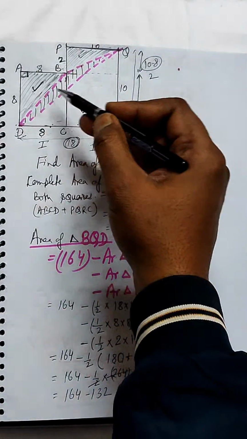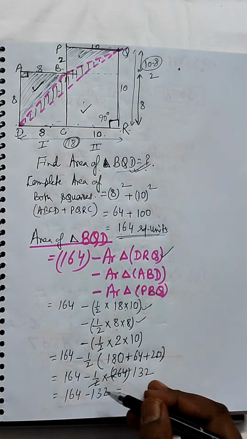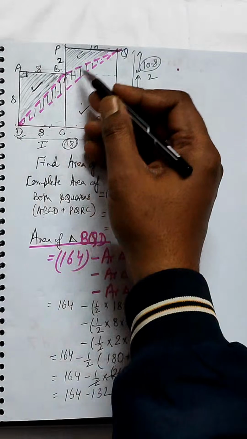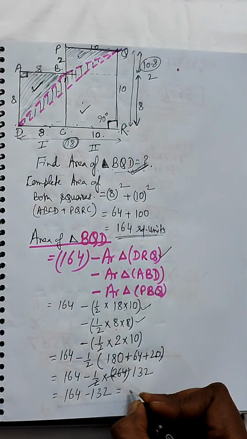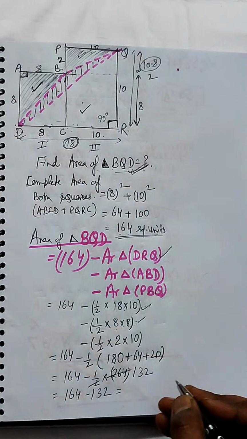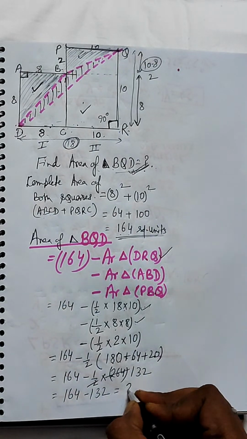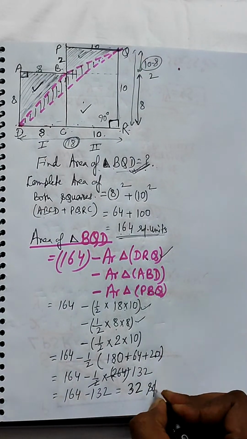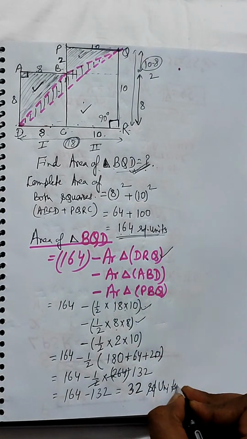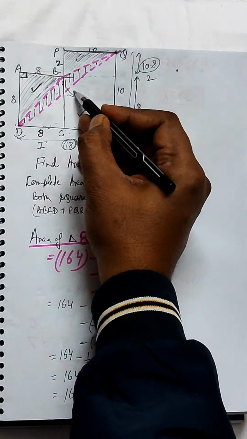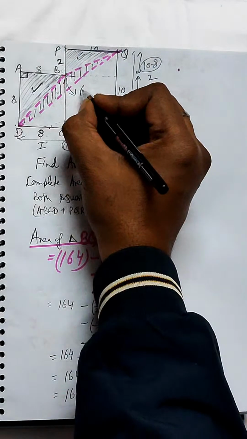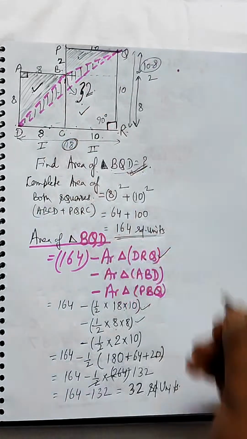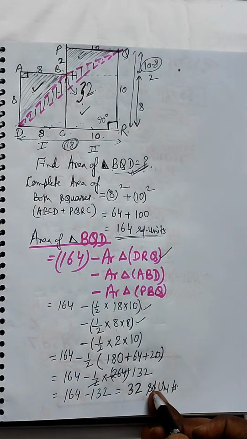So 164 minus 132 is the area of what? Is the area of this pink triangle, triangle BQD, which we need to calculate. What will that be? 164 minus 132 will be coming as 32. So 32 square units is the area of triangle BQD. So this will be coming as 32. Right? I hope you understand how we have solved this question.